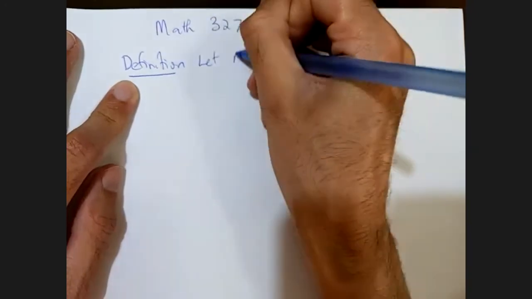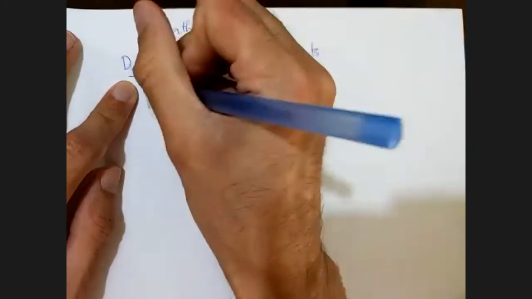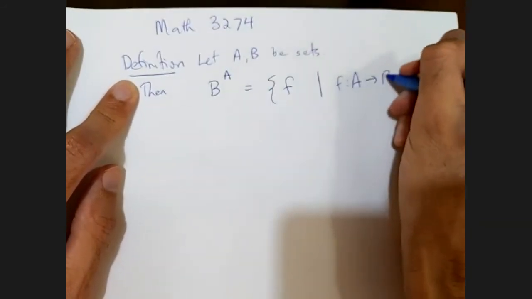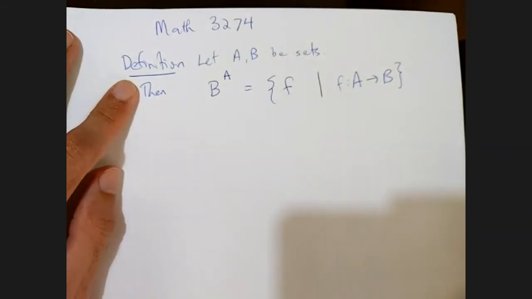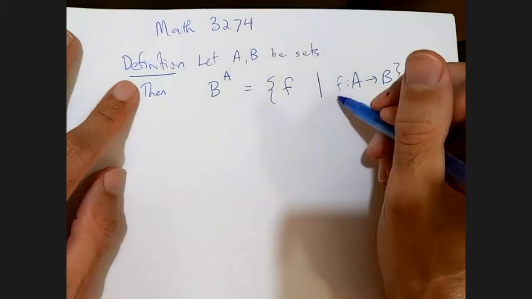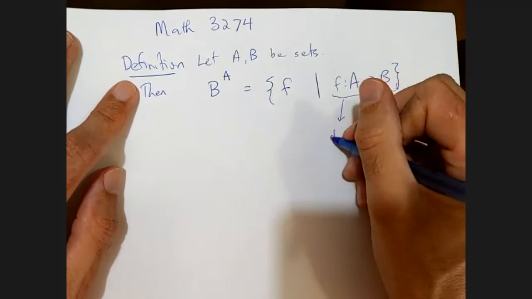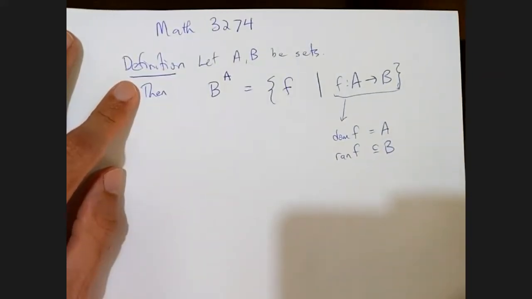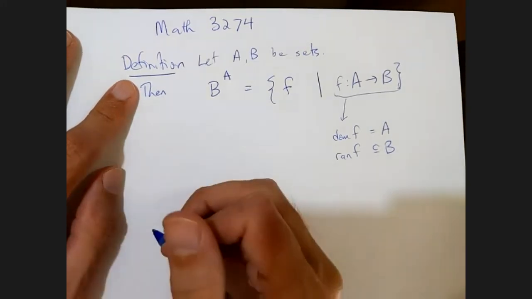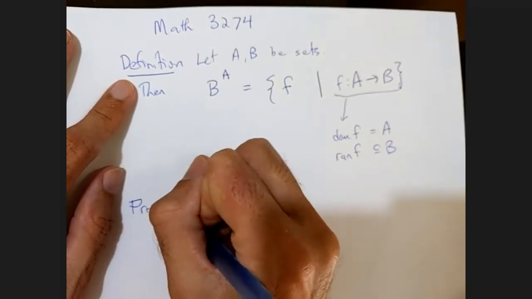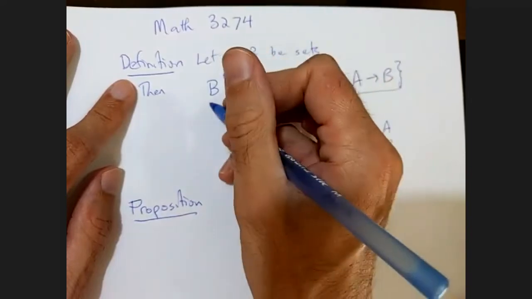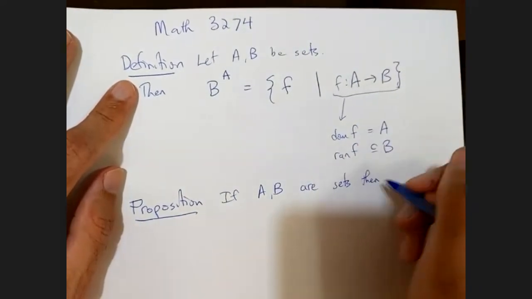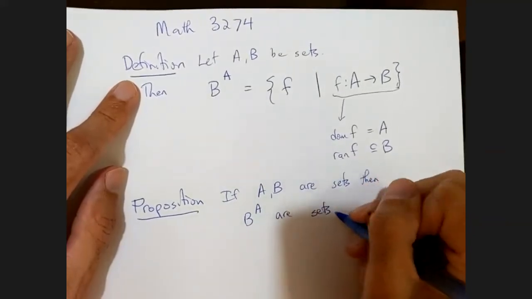Definition. Let's take 2 sets A and B. Then we define B to the A to be the set of all functions f such that f is a function from A to B. And remember, that means the domain of f is equal to A, and the range of f is a subset of B. Then we have a proposition which says, if A and B are sets, then B to the A is a set.